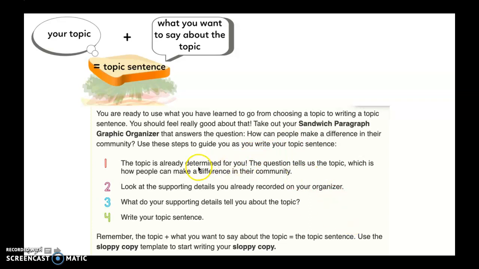So 1, the topic is already determined for you. The question tells us the topic, which is, how can people make a difference in their community? Look at the supporting details you already recorded on your organizer. What do your supporting details tell you about the topic? And then write your topic sentence. So remember, your topic plus what you want to say about the topic equals your topic sentence.